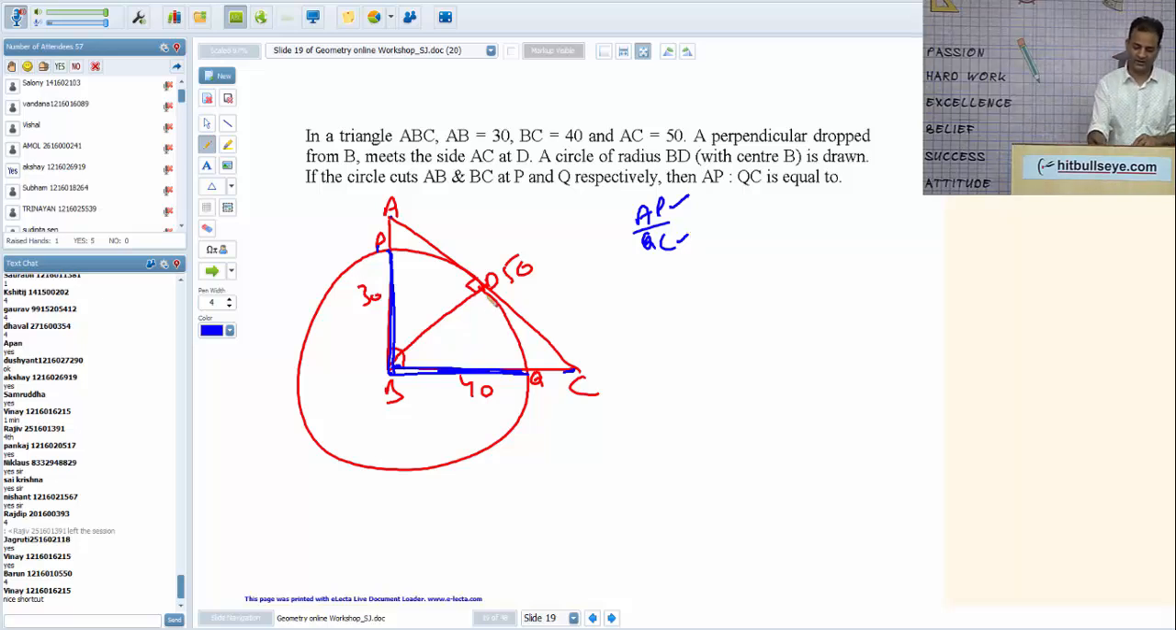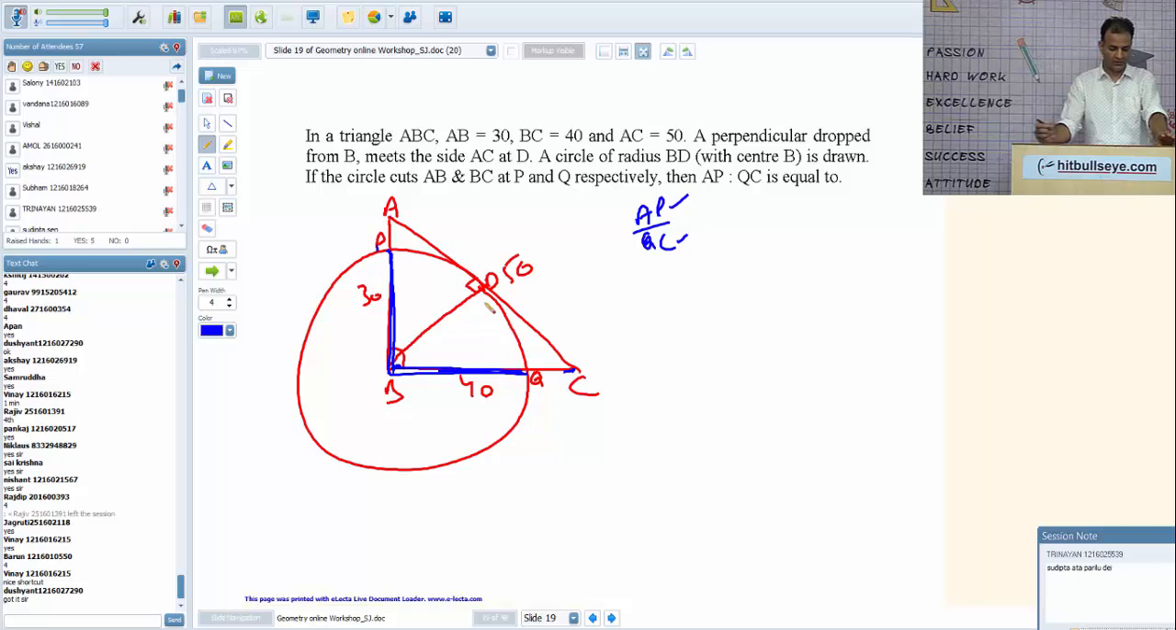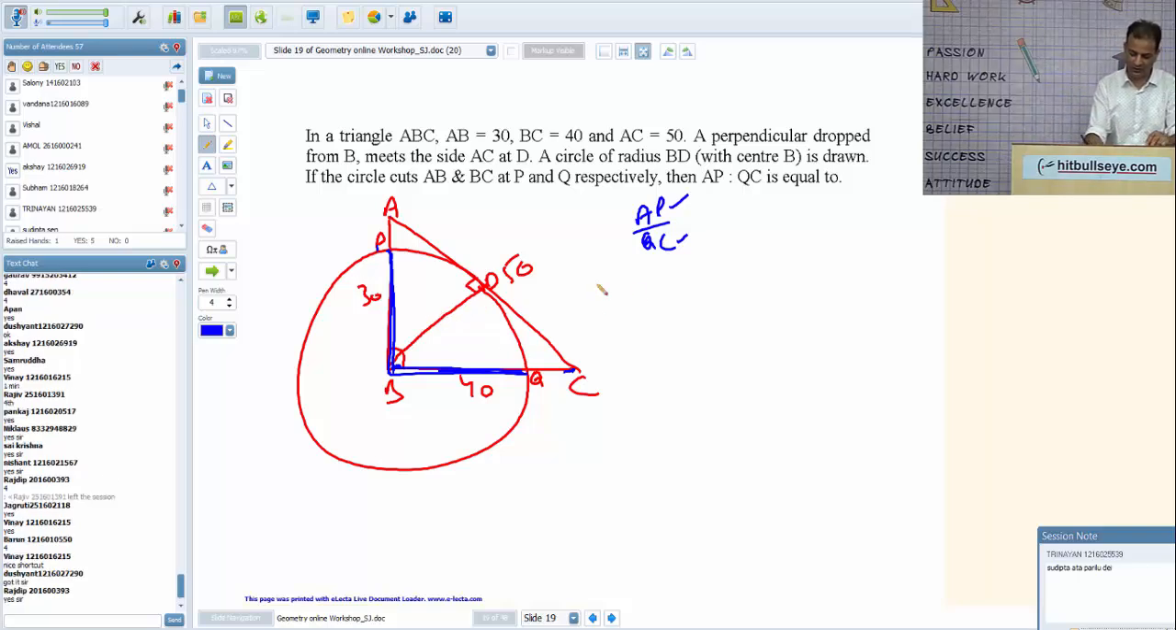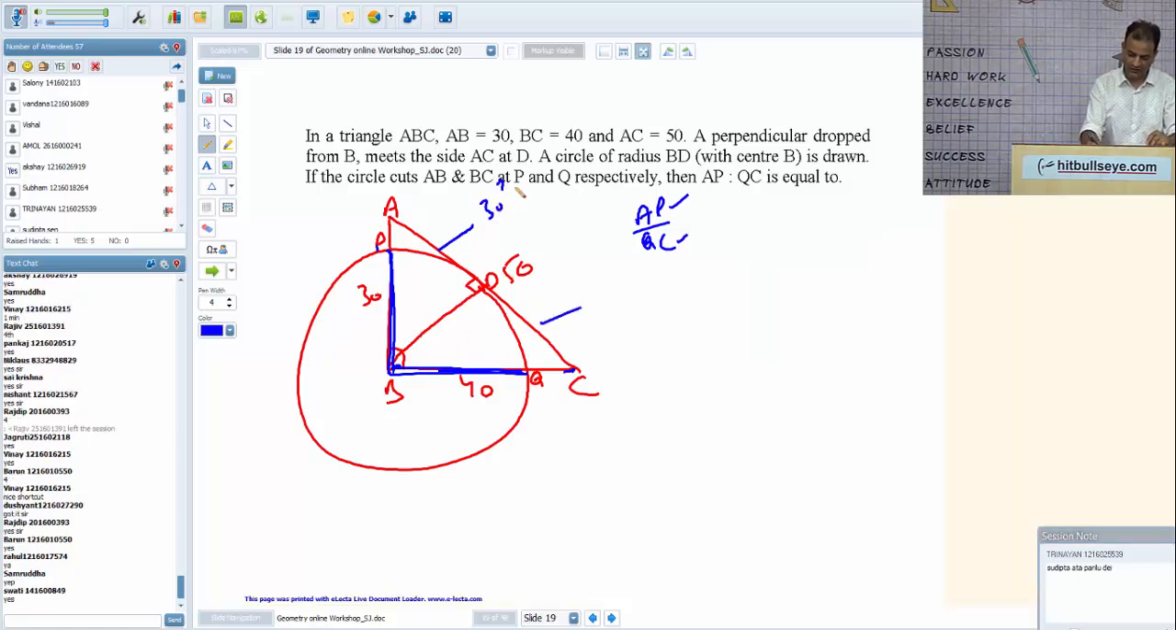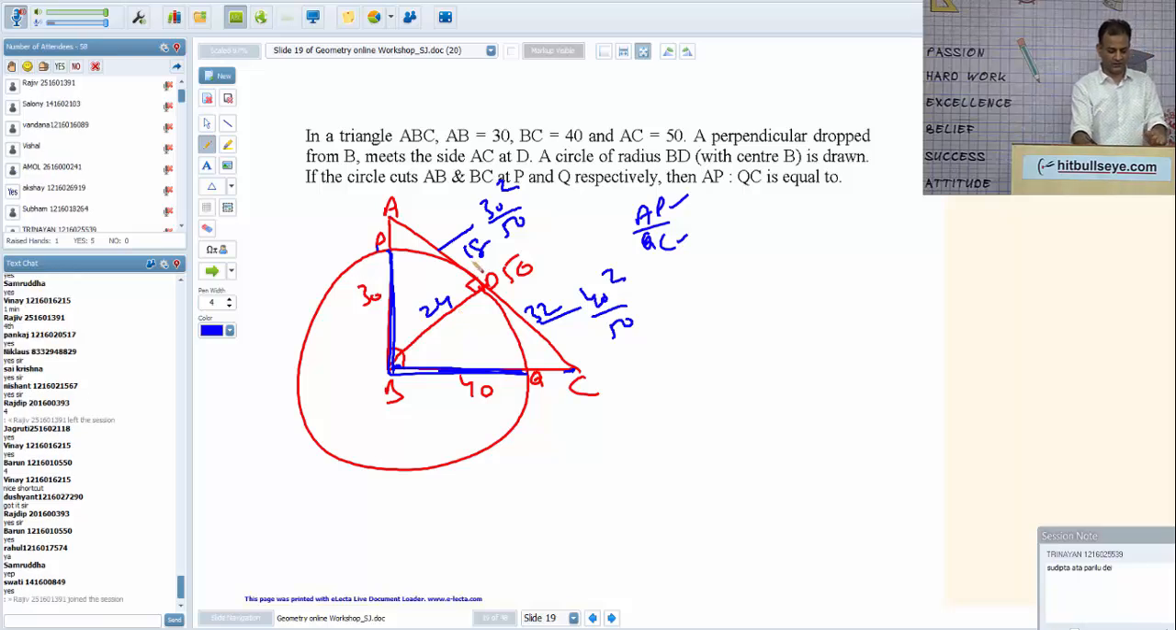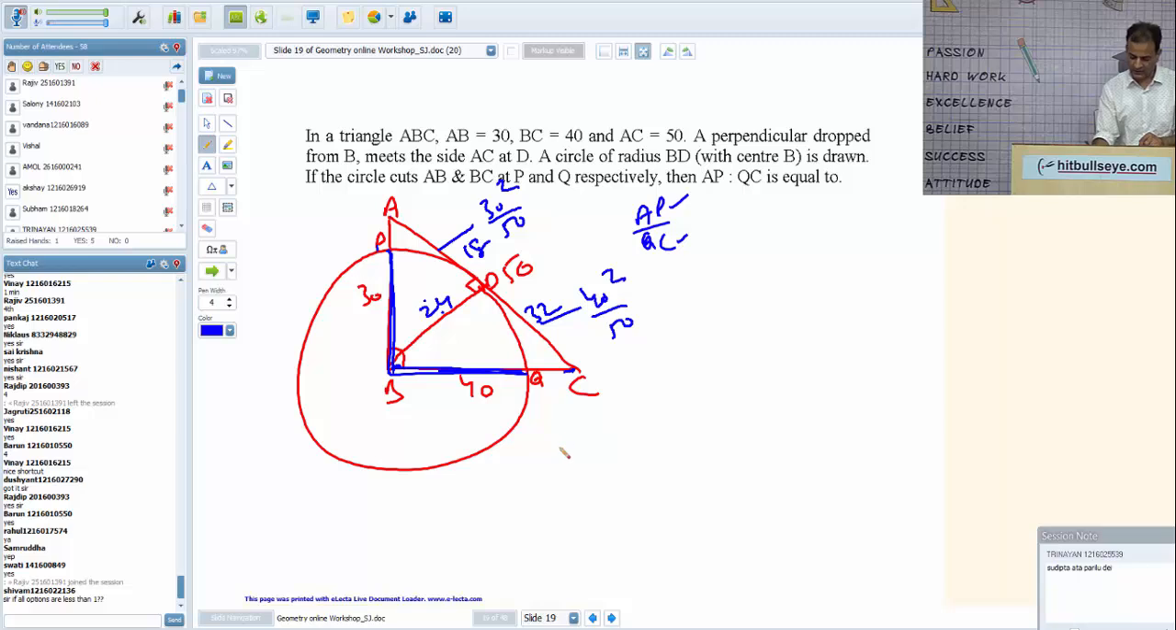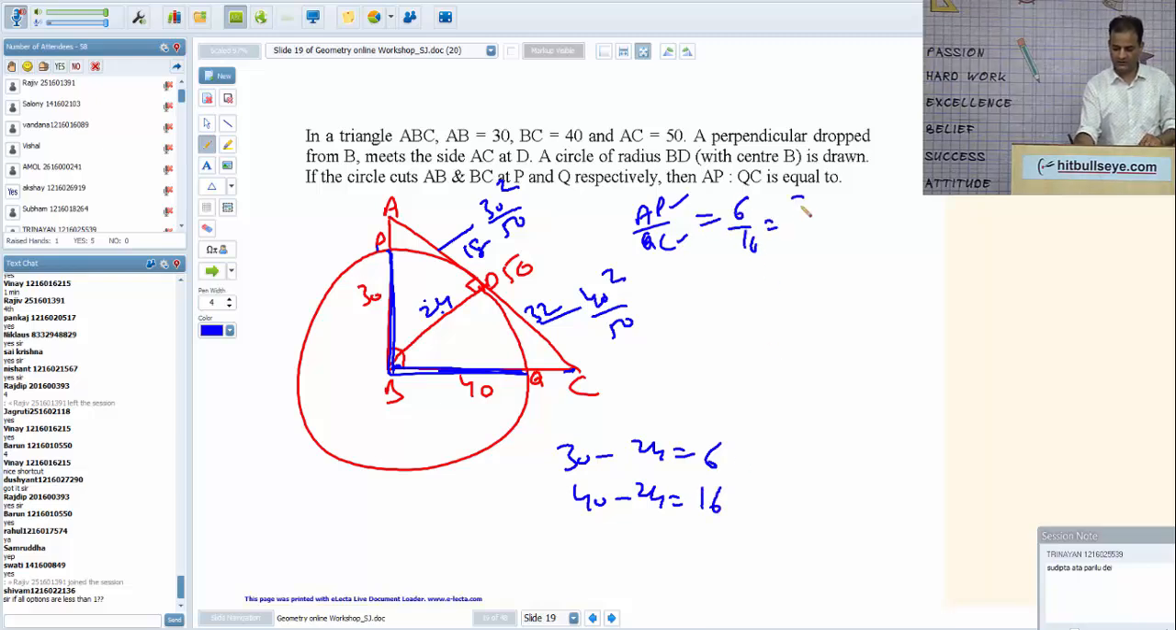Otherwise what you can do, you can find BD. Is it clear to everyone? Okay, now what is the method? You can find BD. BD will be 24, from the area of the triangle. This is 30 square by 50, this is 40 square by 50. This will be 900 by 50, so 18 and 32. This will be 24. Triplet 3, 4, 5. You can see friends, 18, 24, 30, and 32, 24, 40, triplets of 3, 4, 5. Simple. Now if from 30 we deduct 24, it will be 6. From 40 we deduct 24, it will be 16. So 6:16 will be 3:8.